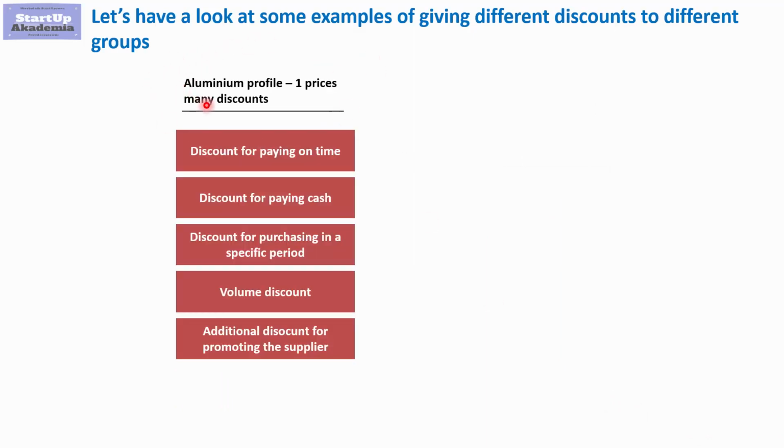Now let's have a look how you can apply discounts to certain groups to achieve price discrimination. So for example, an aluminum profile producer can have one price that is offered to every customer. However, he will also additionally offer many discounts. So for example, there may be a discount for paying on time, a discount for paying cash, a discount for purchasing in a specific period. You can also provide volume discount. So if somebody's buying more in terms of volume, he will get a lower price. And finally, there may be some additional discount for promoting the supplier.